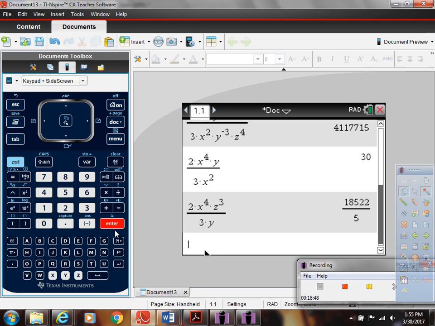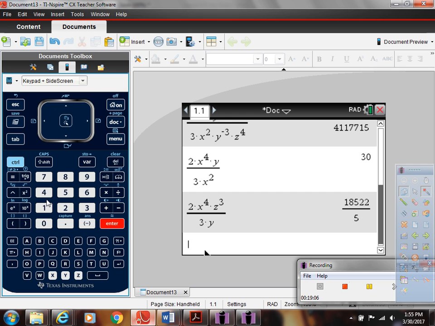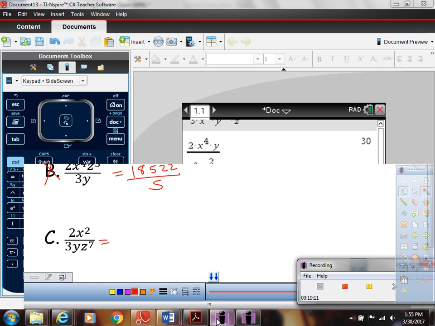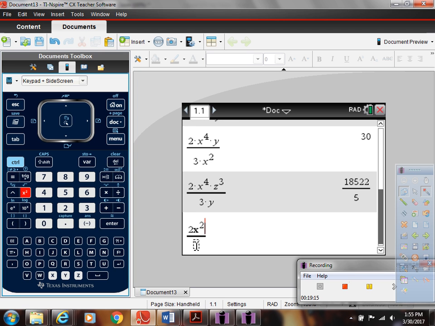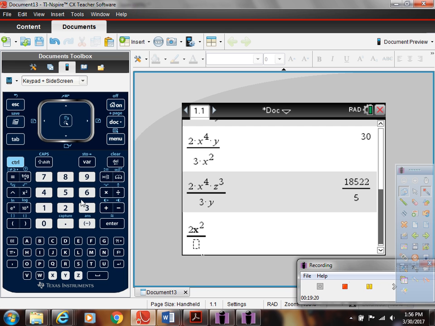Is it B? Is that what you all got for B? 18.5, 22 over 5? Okay, so that's not going to work. That's not the right thing. We want it to match this one. That's our target number. So eliminate B. And then go try C. So let's try C next. Again, control divide. It takes time, it does, but it could be the one question you get right that helps you pass or get commended. Like every question counts.